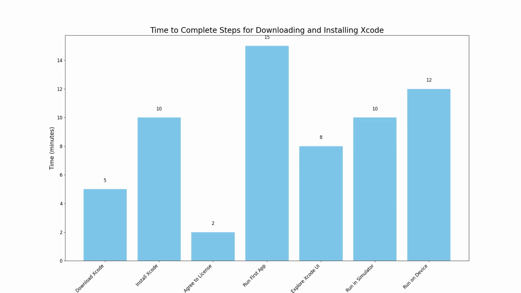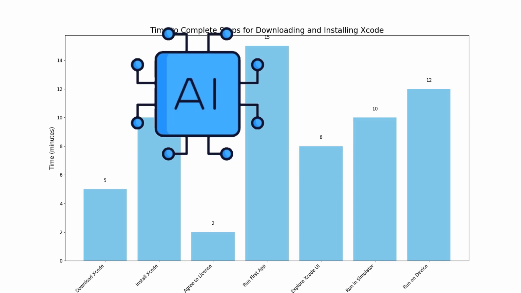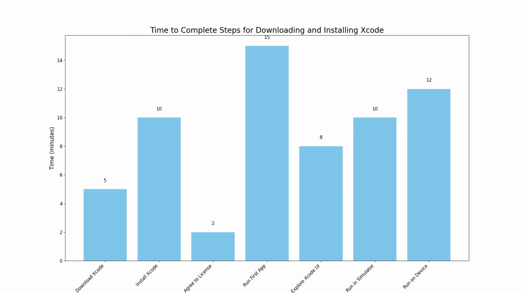Now, looking at these bars, a clear pattern emerges. The longest step is Run First App, clocking in at 15 minutes. This suggests that the initial project build and configuration can really take up a lot of time. Following that, Run on Device takes about 12 minutes. And we have 2 steps tied at 10 minutes each: Install Xcode and Run in Simulator. This really underlines how significant setup and environment execution can be as time sinks, right?